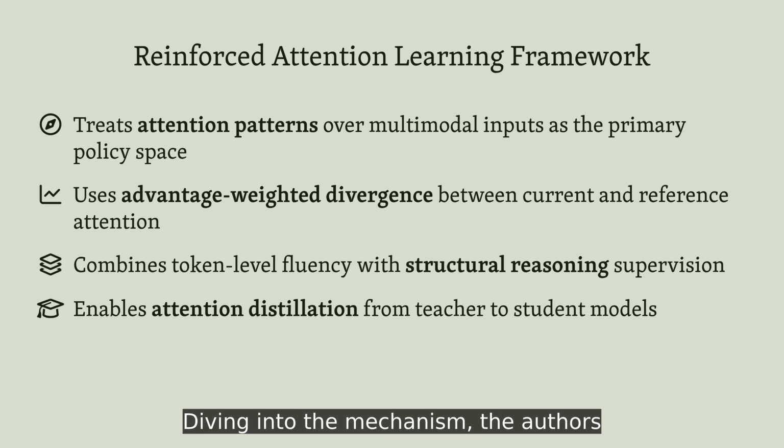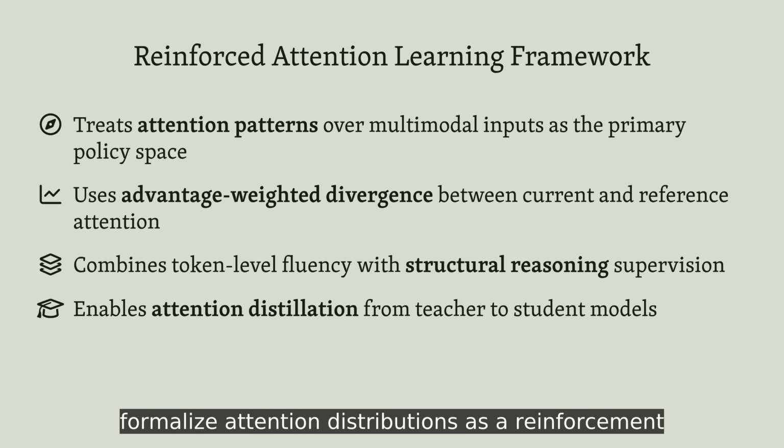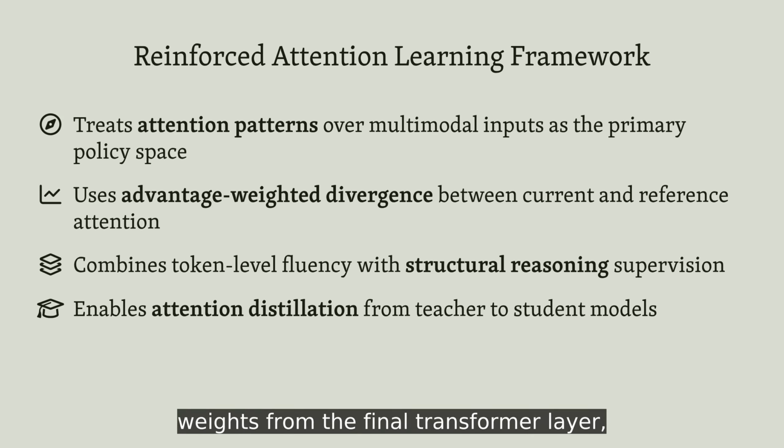Diving into the mechanism, the authors formalize attention distributions as a reinforcement learning policy. They aggregate causal attention weights from the final transformer layer, creating a discrete probability distribution that quantifies where the model focuses for each generated token.